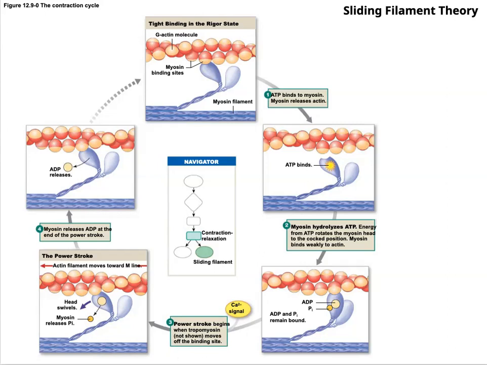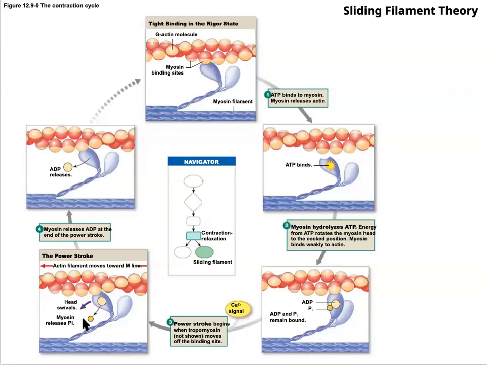So in this next step, the power stroke, with the calcium signal, which we discussed earlier, calcium being released from sarcoplasmic reticulum, and then binding to troponin, shifting tropomyosin out of the way, and revealing the myosin binding sites on actin. Okay, and now with actin and myosin able to interact. Okay. In this step, you see that ADP and phosphate continue to remain bound to myosin.